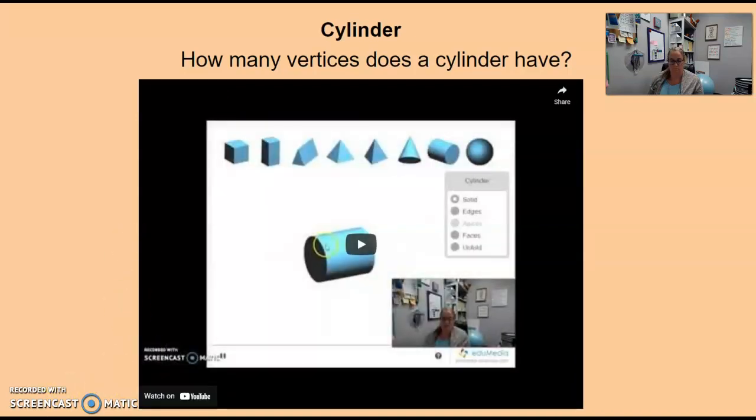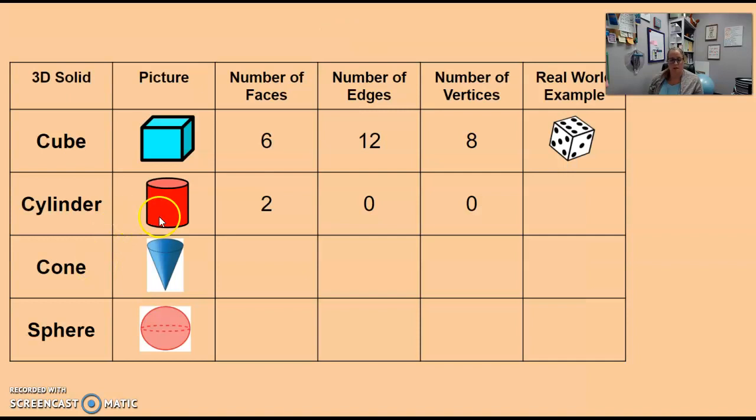So if I want to fill in my anchor chart, I have my cylinder. There's my picture. I have 2 faces, 0 edges, and 0 vertices. So let's look at some real-world examples. What does a cylinder actually look like? I bet you have lots of them around you, either at home or at school. So let's look at some.